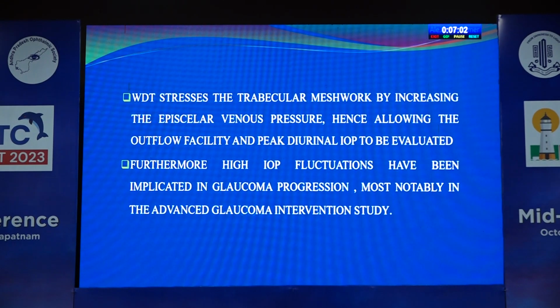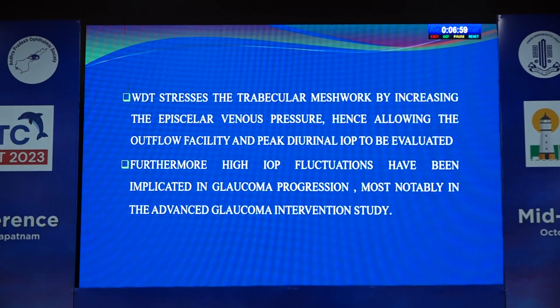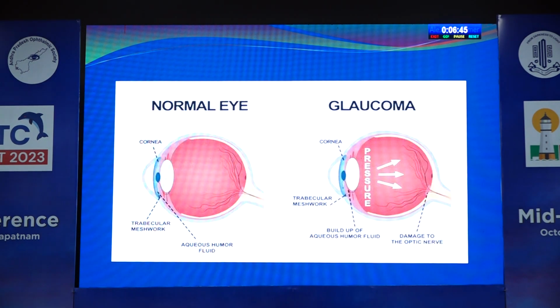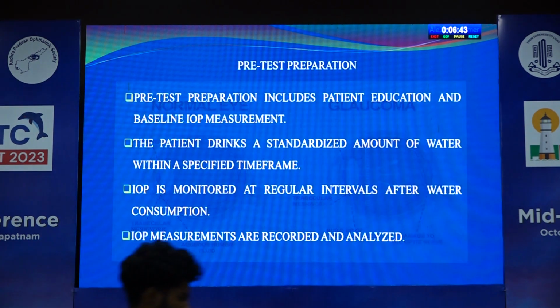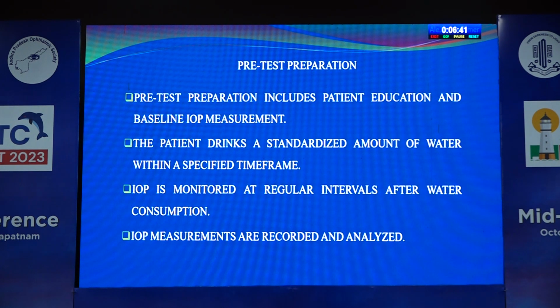Water drinking test stresses the trabecular meshwork by increasing episcleral venous pressure, hence allowing the outflow facility and peak diurnal IOP to be evaluated. Furthermore, high IOP fluctuations have been implicated in glaucoma progression, most notably in the Advanced Glaucoma Intervention Study. Pre-test preparation includes patient education and baseline IOP measurement. The patient drinks a standardized amount of water within a specified time frame. IOP is monitored at regular intervals after water consumption. IOP measurements are recorded and analyzed.